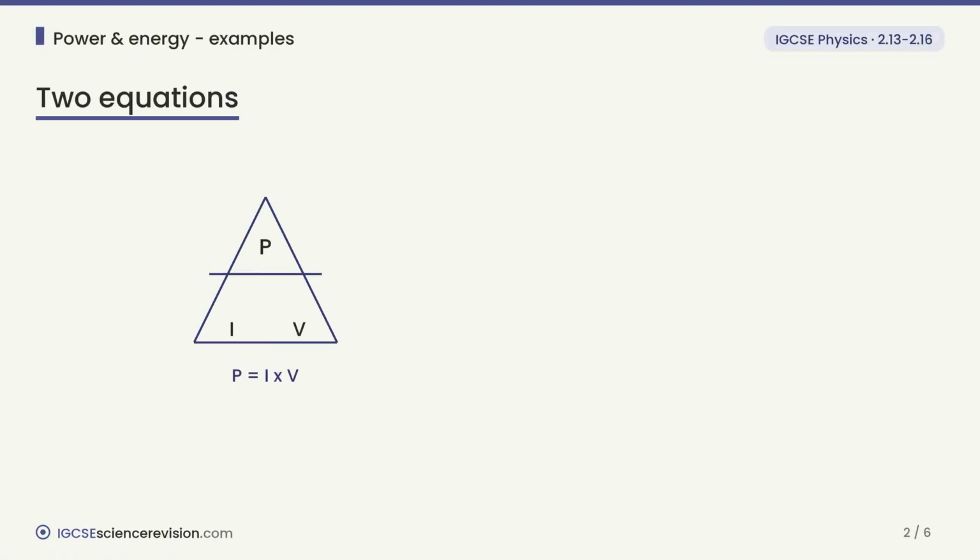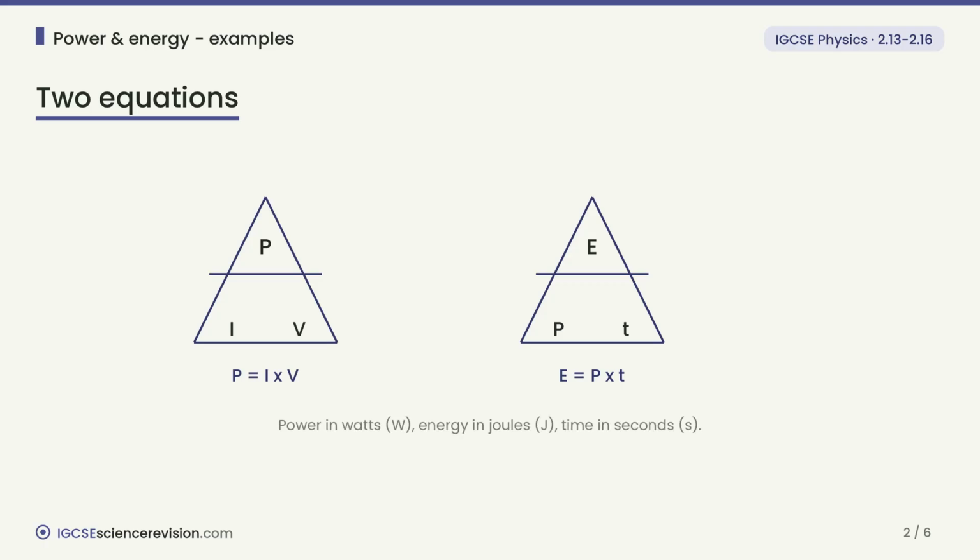Two equations here. Power equals current times voltage, P = I V. And energy equals power times time, E = P T. Both fit the triangle. Keep the units straight. Power in watts, energy in joules, and time in seconds.